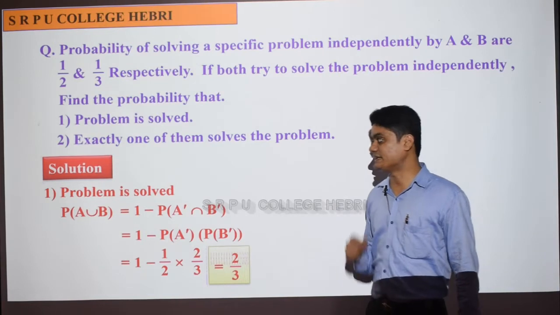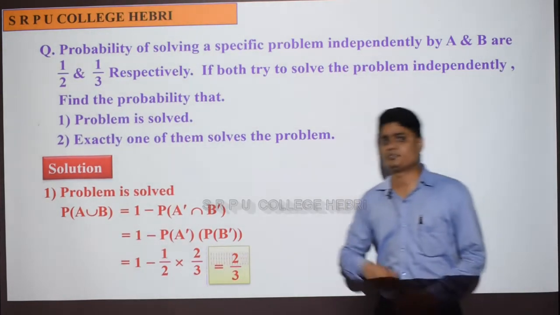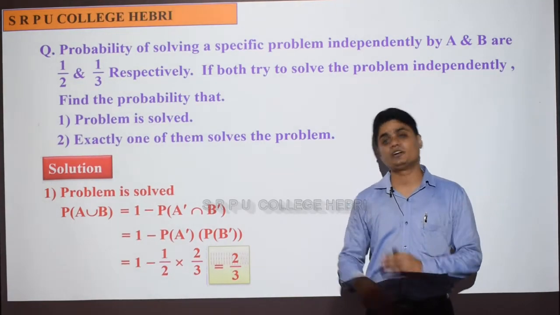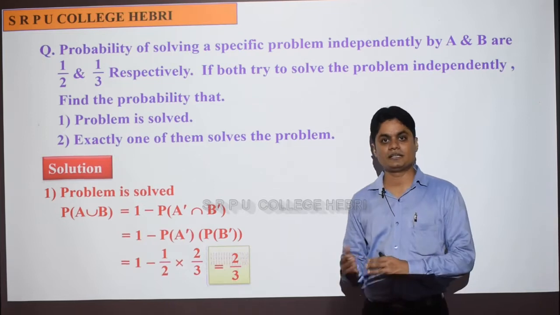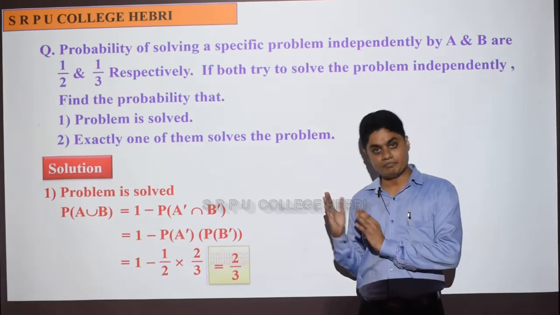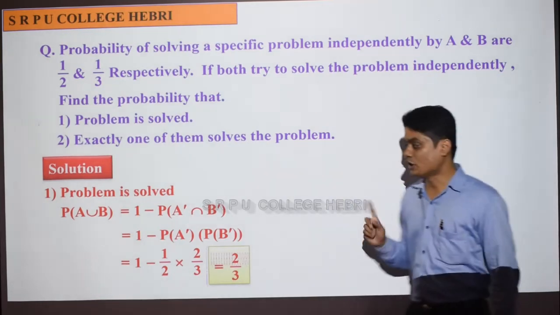The second case: exactly one of them solves. What do you mean by exactly one of them solves? If A solves, B does not. If A does not, then B solves. One of them will solve. If A solves, B does not solve, or if A did not solve, then student B will solve this problem. So how to write this?